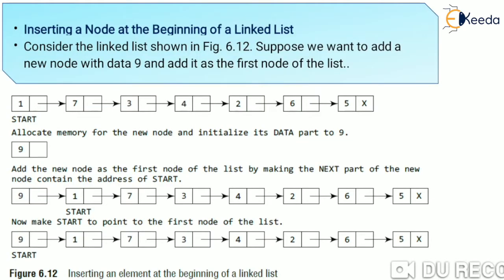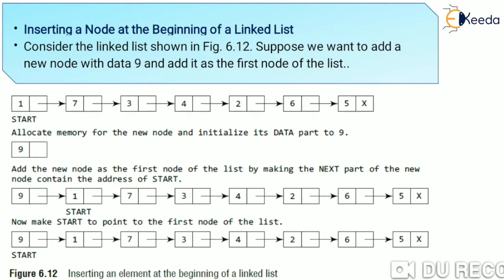This is the pattern of understanding inserting a node at the beginning of a linked list. Now this is figure 6.12. This figure explains how we are inserting the node at the beginning of the linked list. Now suppose we want to add a new node with data 9, and add it as the first node of the list. Now we are adding it at the beginning of the list.